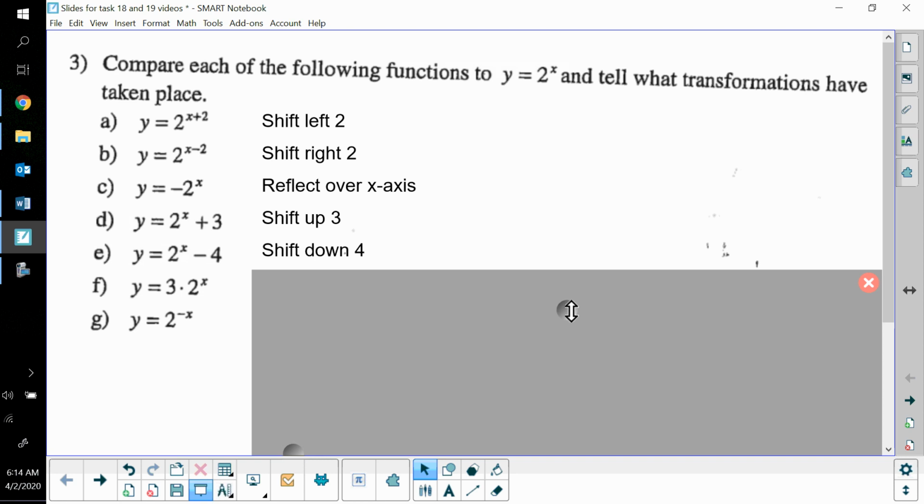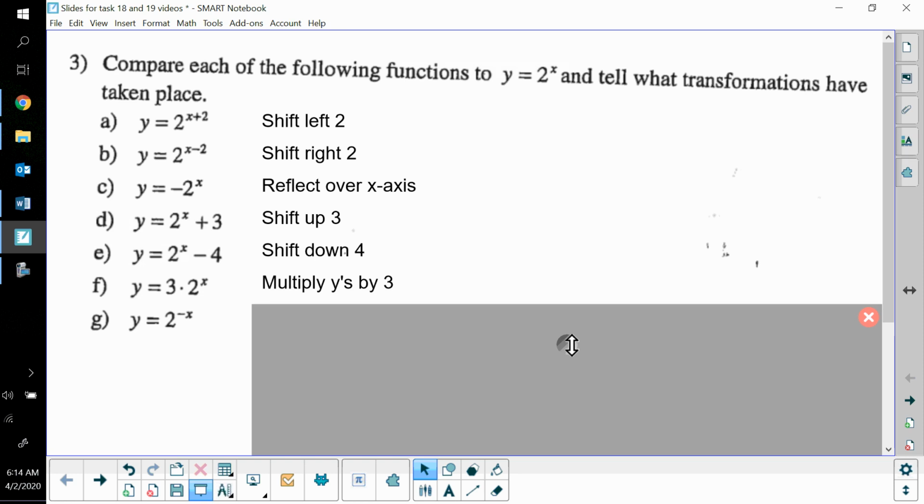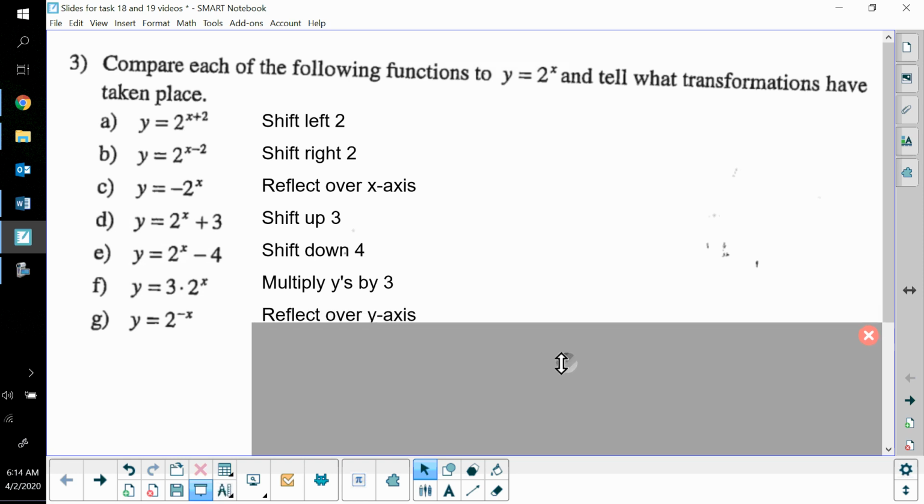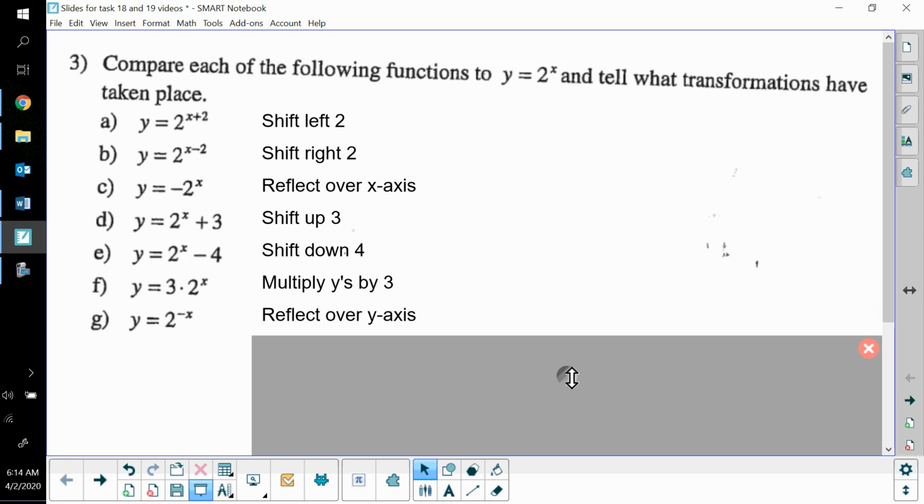If you have a number in front of your thing that's raised to a power, that's what the y's get multiplied by. So this would multiply all the y's by 3. And then lastly, if you negate the x spot, that reflects over the y-axis.